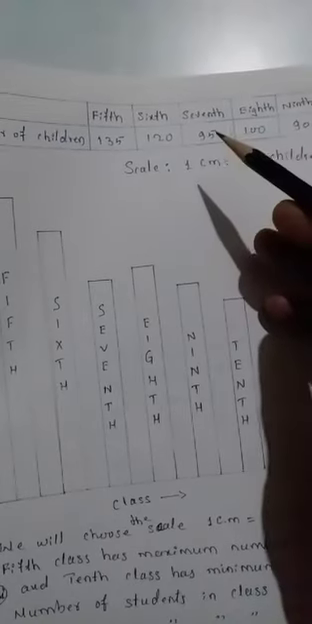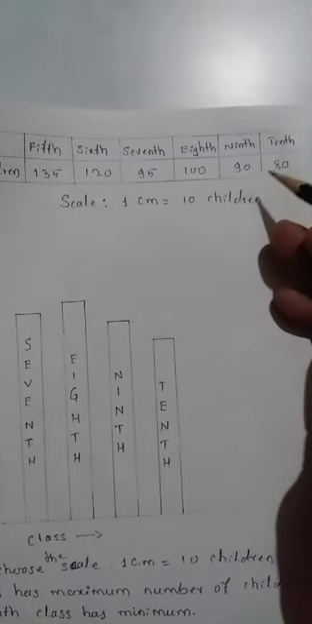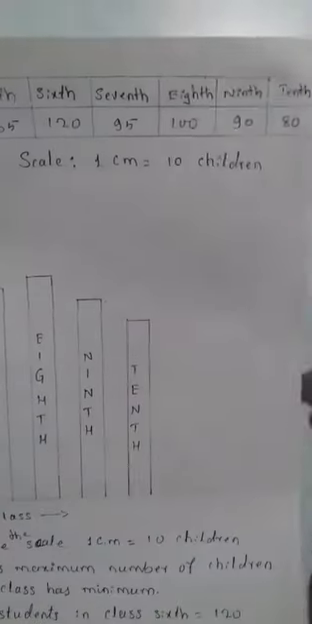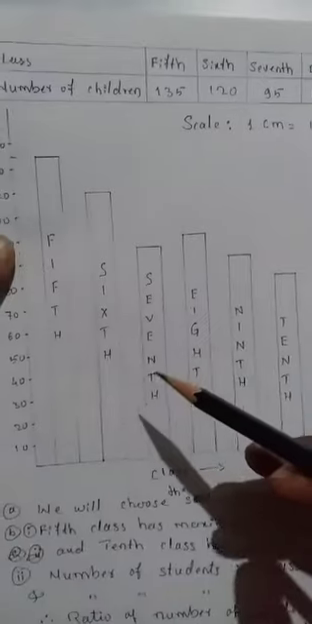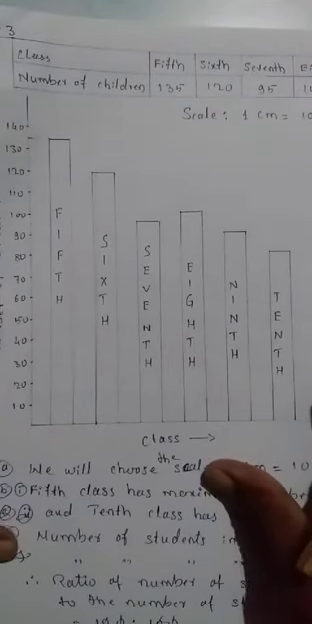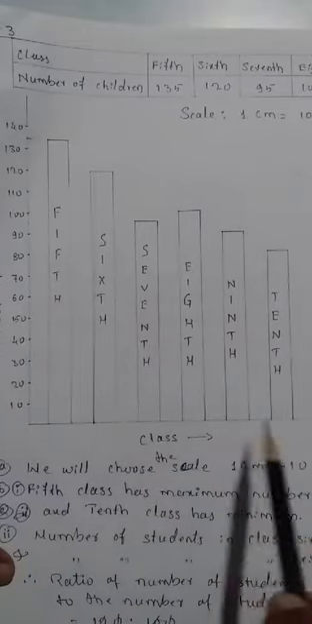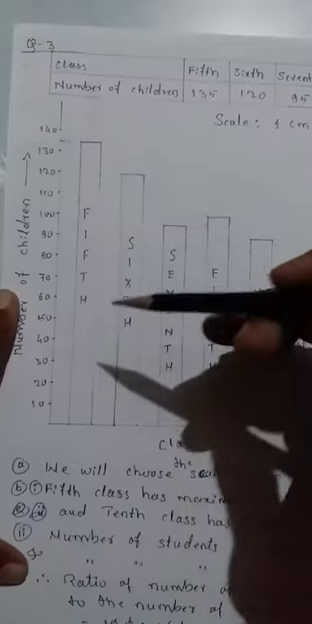Similarly, 7th class, number of students 95, 8th class 100, 9th class 90, 10th class 80. So, with respect to these values, construct the bars. This is the bar graph. This bar graph has classes on the horizontal axis and the number of students on the vertical axis.